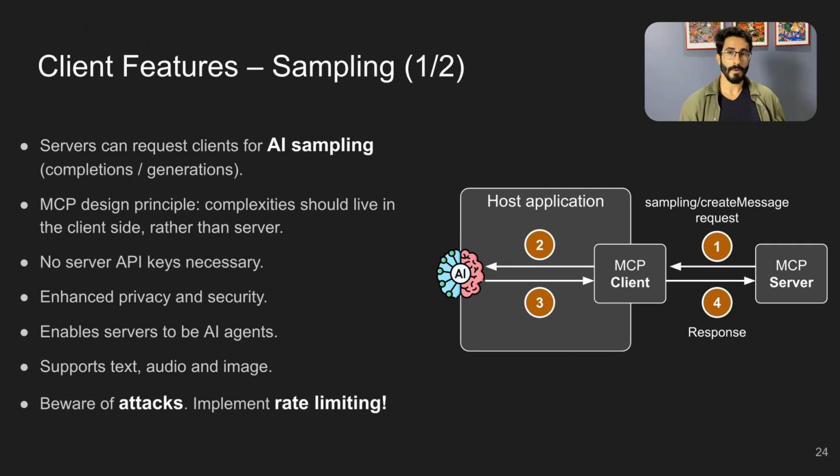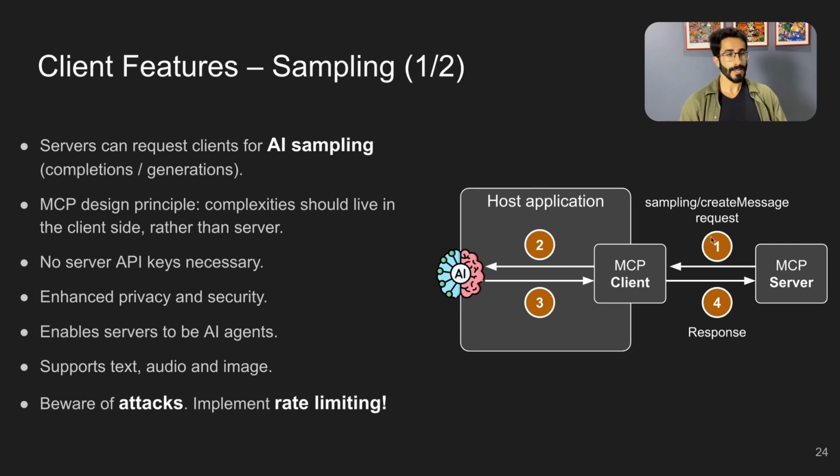Let's now talk about client features. The first one being sampling, which is one of the most important features of the protocol. It basically allows servers to request AI completions from clients. And the reason this is so important is because the MCP client and the host application actually retain control of what data is being exposed, and also which LLM specifically is getting the requests.